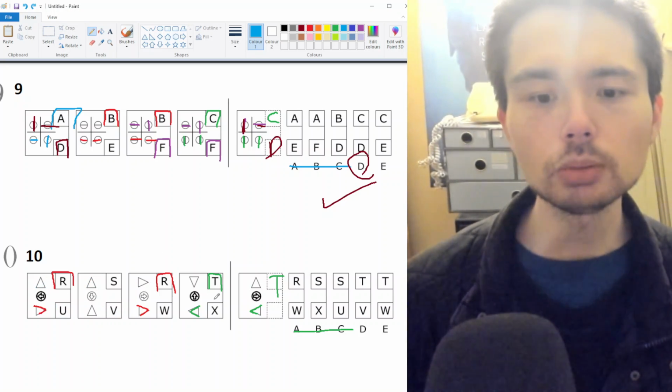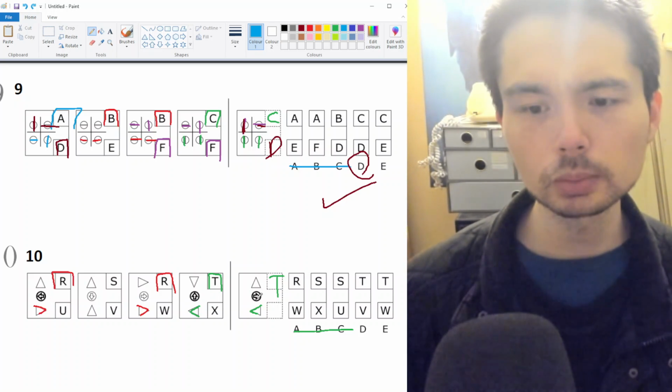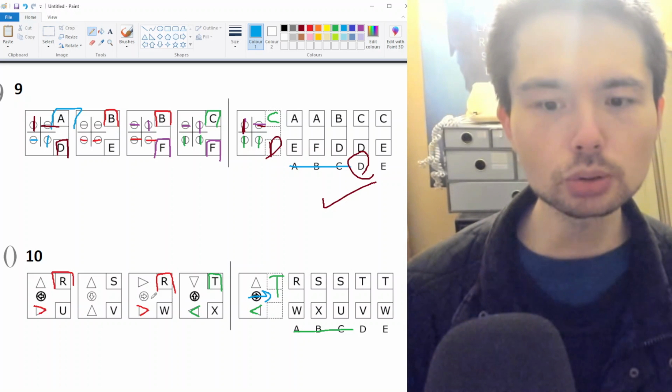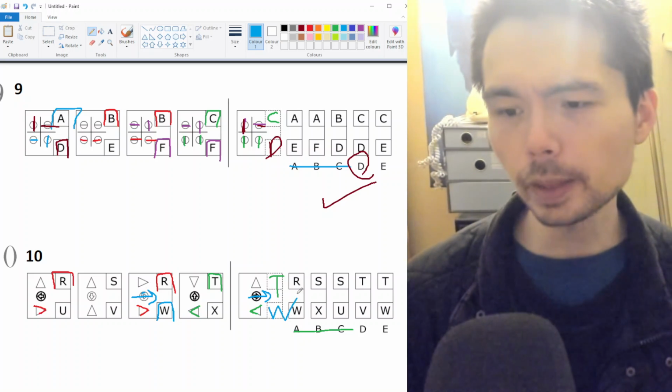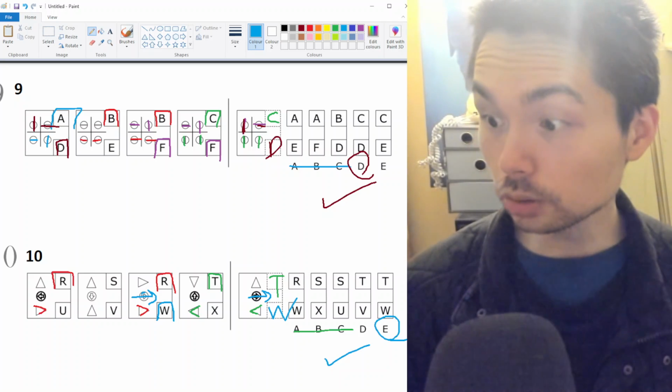Look at the middle row. Look at the arrows. Across, down, across, up. Across, to the right, to the right. To the right, here. W. There we go. Tick. Two more questions, we're done. Seven minutes in, not too bad.